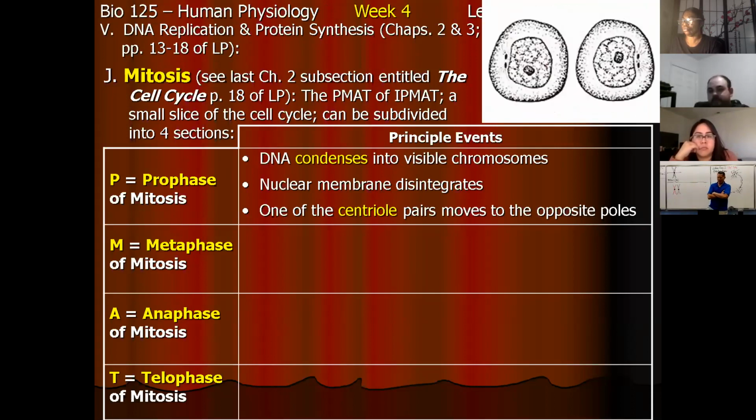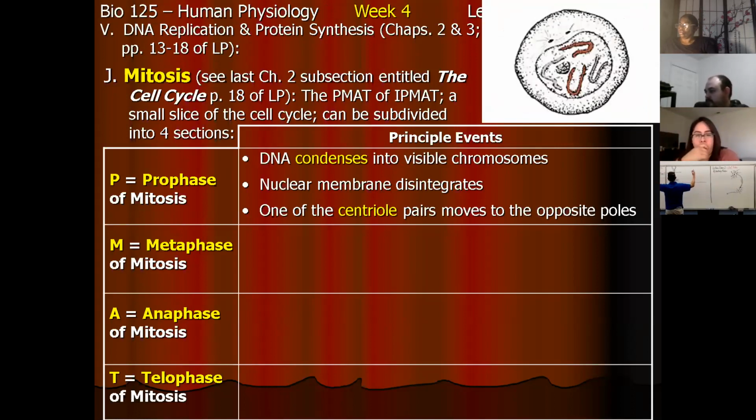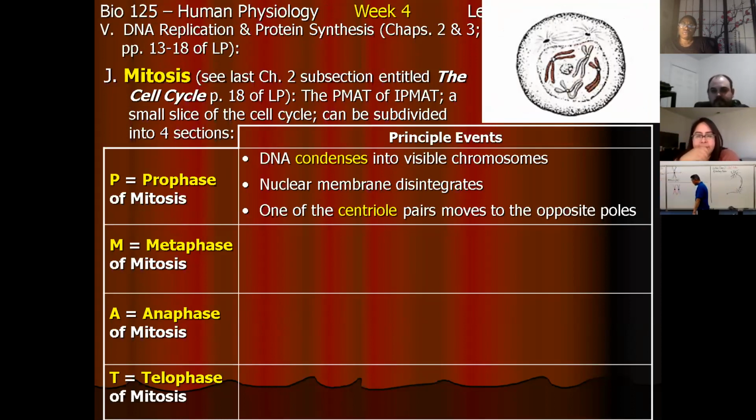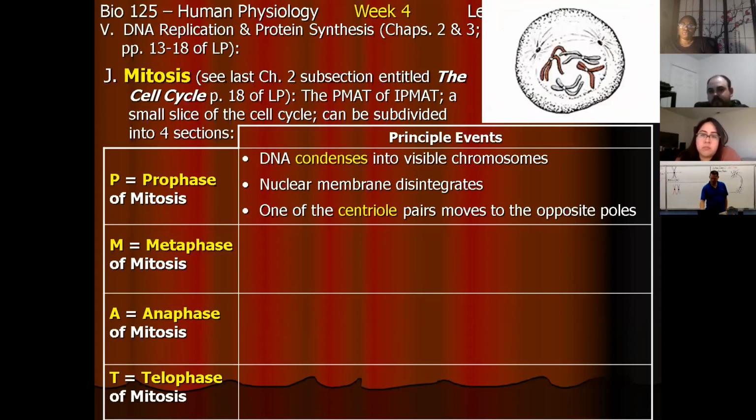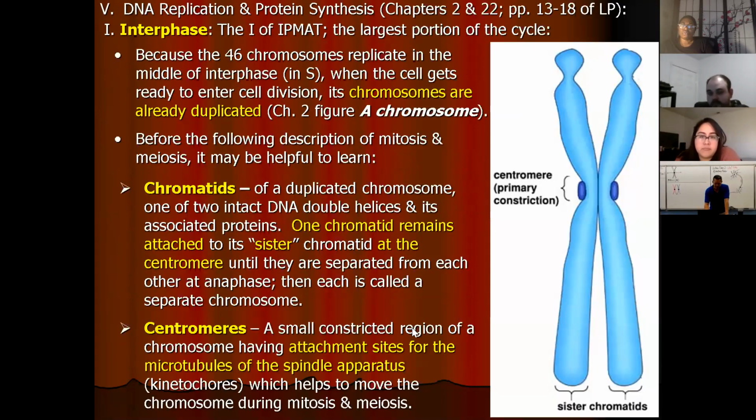Then the spindle apparatus gets organized with microtubules attaching from each centriole pair as they migrate to opposite poles to each of the 46 centromeres. In fact, why don't you right here on this bottom arrow, write 1 centromere equals 1 chromosome. 1 centromere equals 1 chromosome.